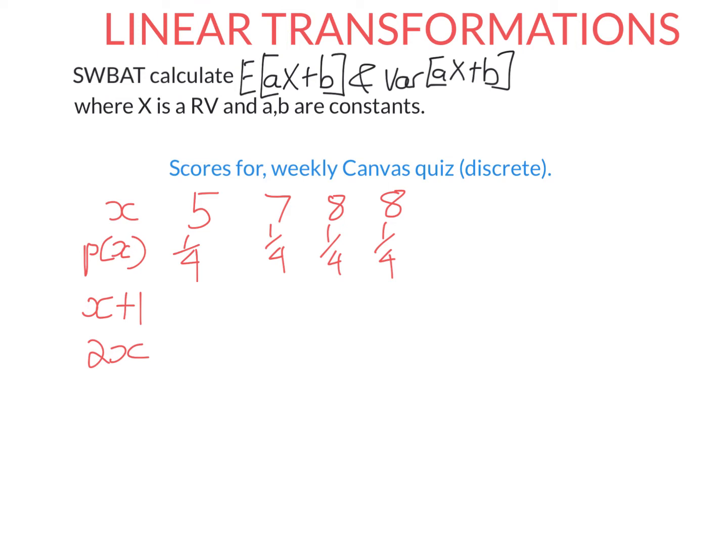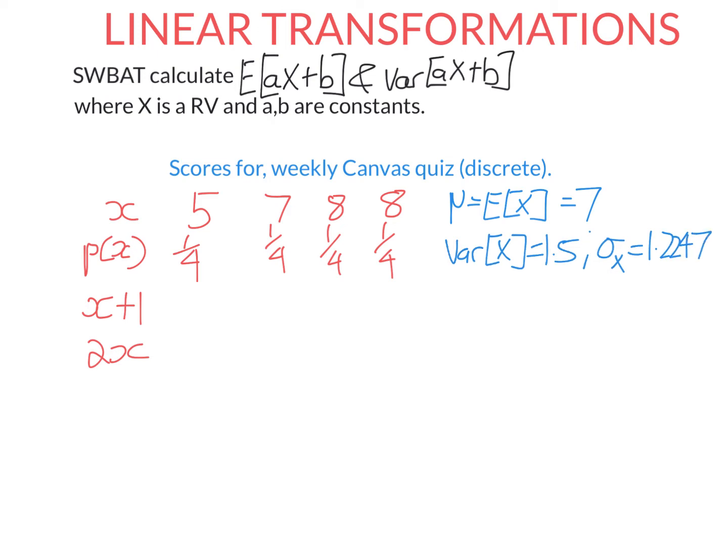So to find the mean or expected value of these scores, I simply add them all up and divide by how many there are. So the mean of these 4 numbers is 7. That's the same answer I would get if I went 5 times a quarter plus 7 times a quarter plus 8 times a quarter plus 8 times a quarter. Okay, the mean is just 7. Turns out that the variance of these 4 numbers, 5, 7, 8, and 8, is just 1.5, and so the standard deviation is just the square root of the variance, which is about 1.2247.